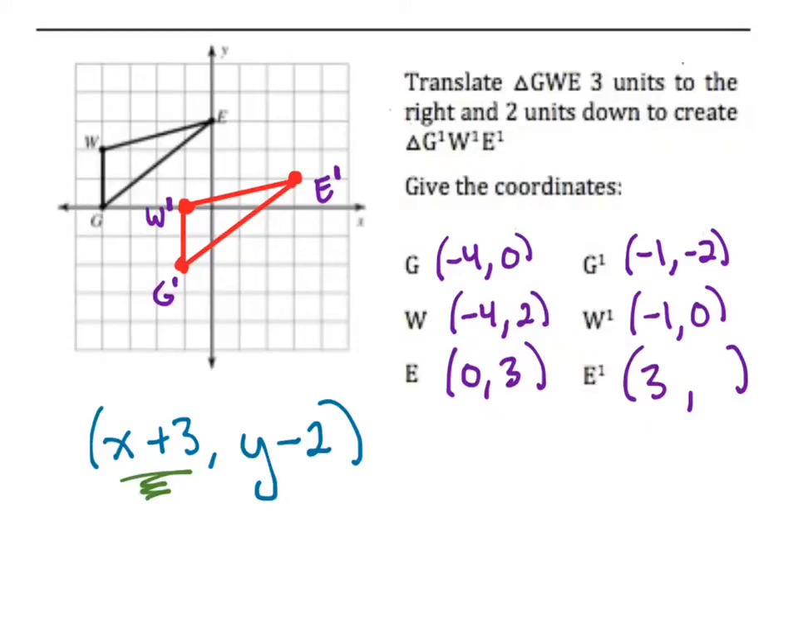All right, what about my Y value? Y went 2 units down. So I'm subtracting 2. So 3 minus 2 is 1. And now let's look at this. So E sub 1 should be 3, 1. Is it 1, 2, 3, 1? Hey, we got it right.